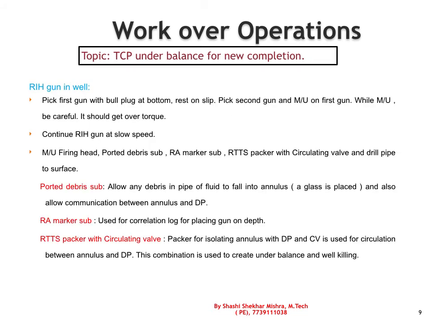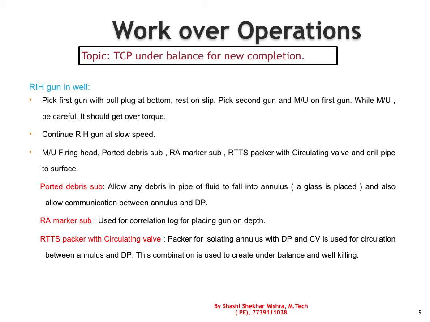Now pick up the gun with the help of the fork and the crane, and we have to take all the care while handling the gun. It should not touch or hit any hard body, and then we run the gun at slow speed. After running all the guns, we make up the firing head, ported debris sub, RA marker sub, RTTS packer with the circulating valve, and the drill pipe to the surface.